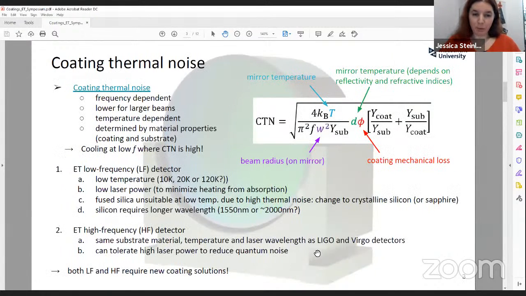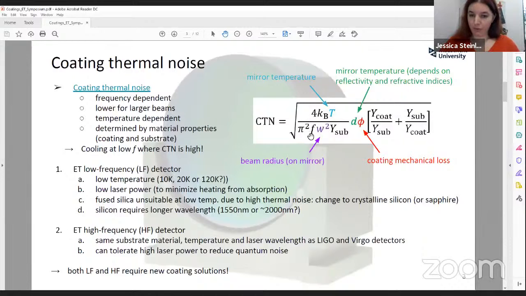So a bit more detail on the coating thermal noise. This is a simplified equation describing coating thermal noise, and it's proportional to the square root of the temperature, to the beam radius, as we've already heard in the previous talk, to the mechanical loss, which is a coating property or a material property, and to the coating thickness. It's interesting to know that the refractive index of the material is relevant, but the thickness is mainly defined by the target reflectivity. And it is frequency dependent.